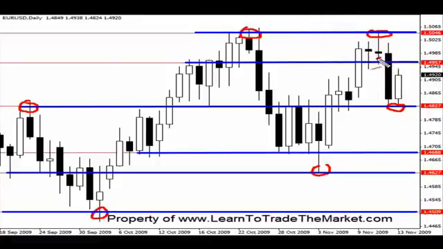If I just circle this, you can see this little rejection here, this rejection here, and this top here. This is what I mean. It's not perfect, but you've still got to draw these lines in. There's another one here. There's a few lows through here, a few highs through here, a few lows through here, and this most recent low. So that's obviously a very relevant level.